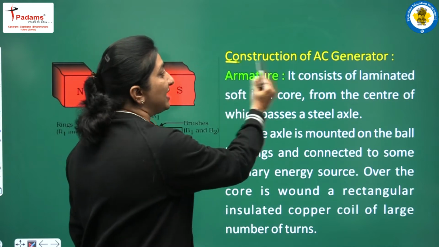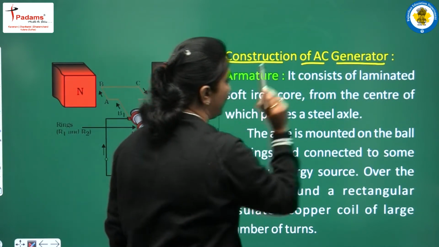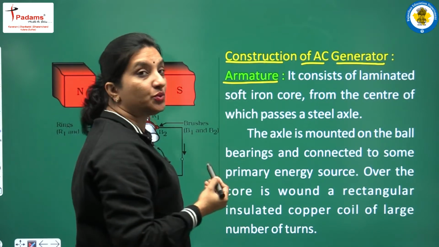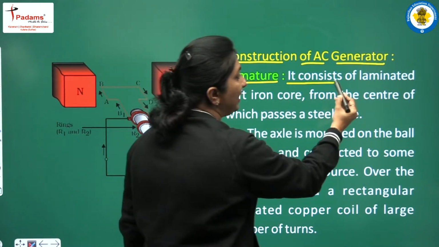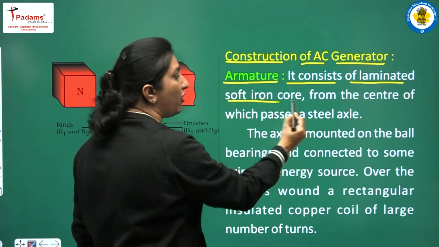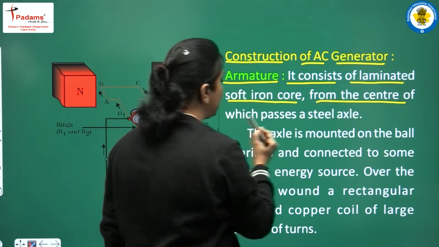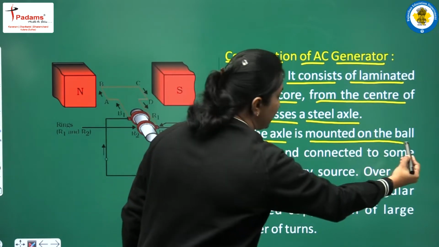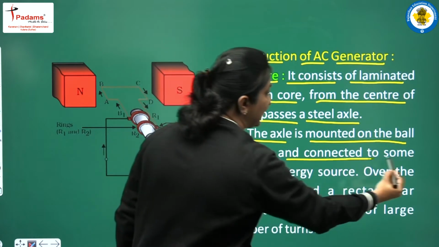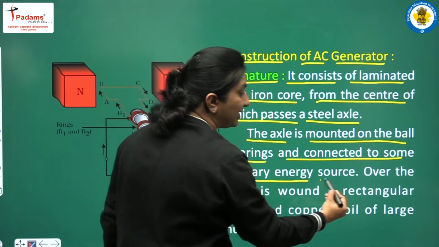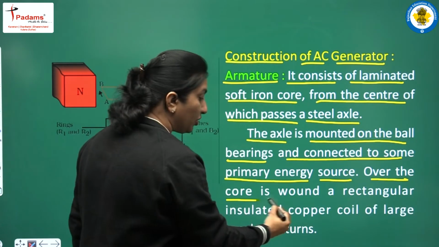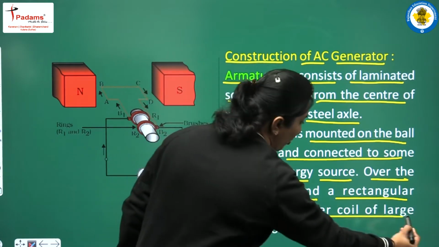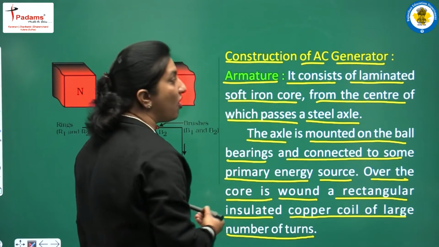So, now let us see what the parts of an electric generator and AC electric generator are. So, students, construction of AC generator. The first part is the armature. Now students, what is armature? It consists of laminated soft iron core from the center of which passes a steel axle. The axle is mounted on the ball bearings and connected to some primary energy source. Over the core is wound a rectangular insulated copper coil of large number of turns.